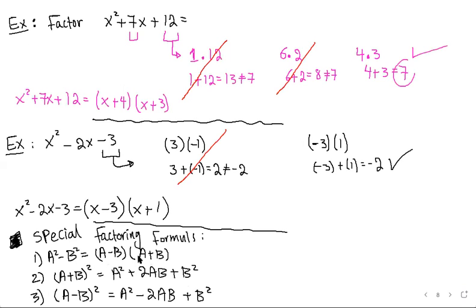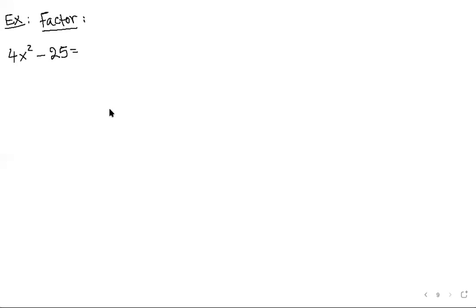Look at the first one. It looks like this one. So this is not a perfect square. This is called difference of squares. Okay. So this is my A, and this is my B. So again, the difference of squares, A squared minus B squared, equals A minus B times A plus B.